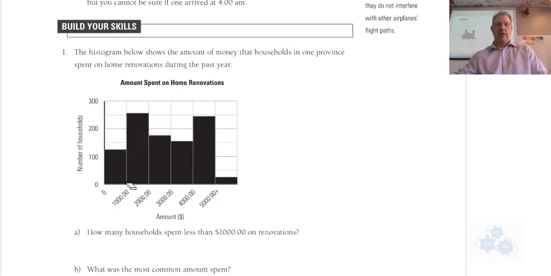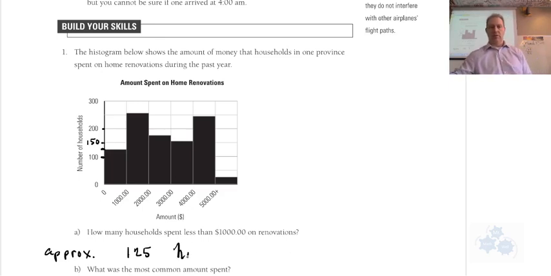So how many households spent less than $1,000 on renovations? Here's the $1,000 mark, that skinny vertical line right there. So how many homes spent less? That would be this chunk right here, between 0 and 1,000. What does that look like approximately? Well, this is 100, so 100 would be right about there. This is 200, so this is 150. This would be about maybe 125. That would be a great answer, about 125 approximately. And if you want to put approx before that, that's great. Possibly 125 homes.